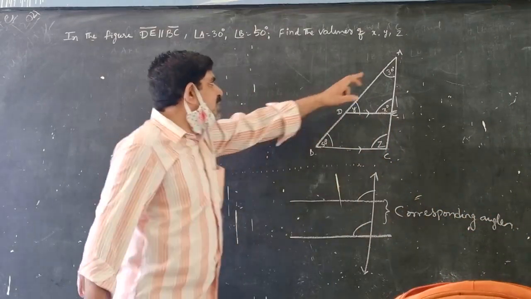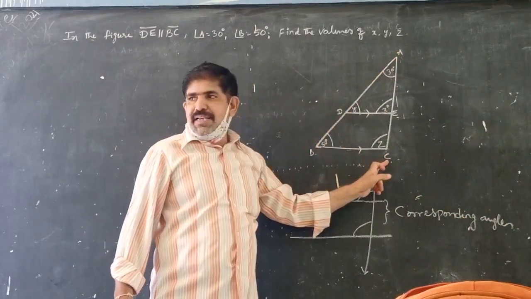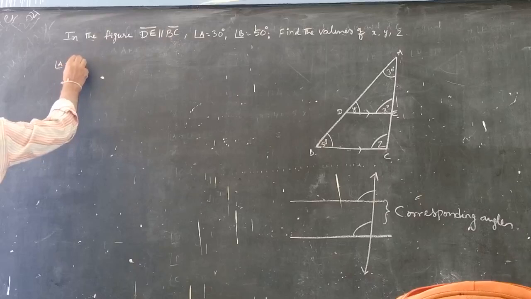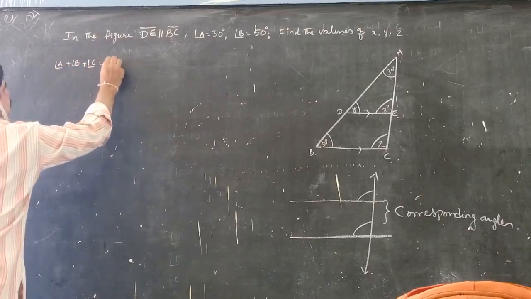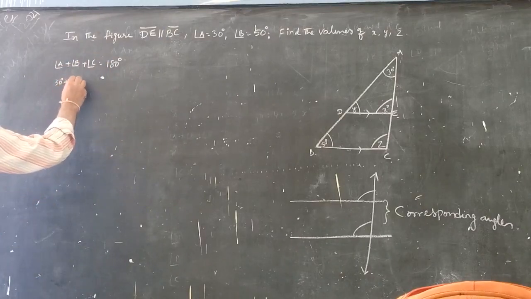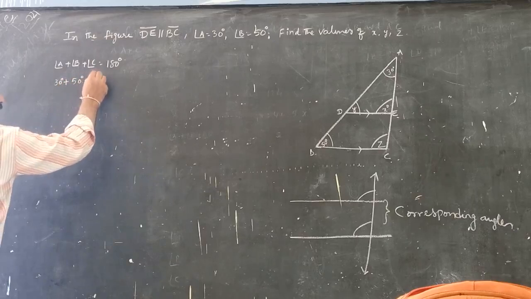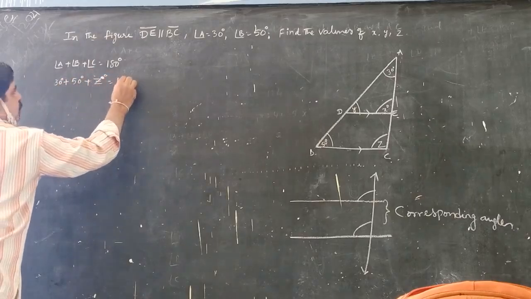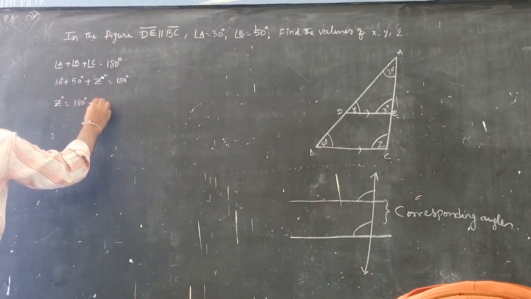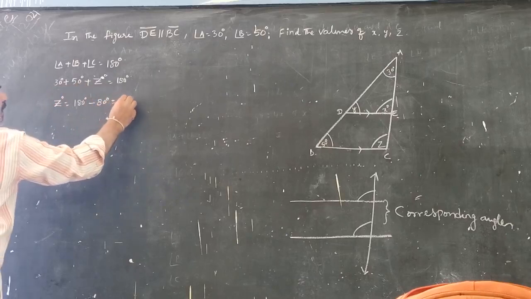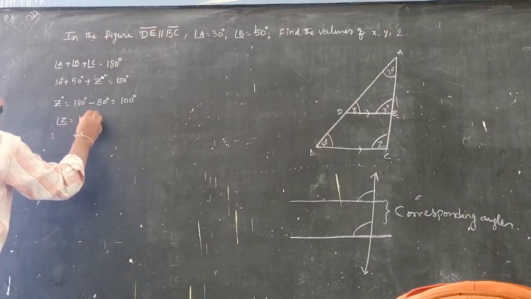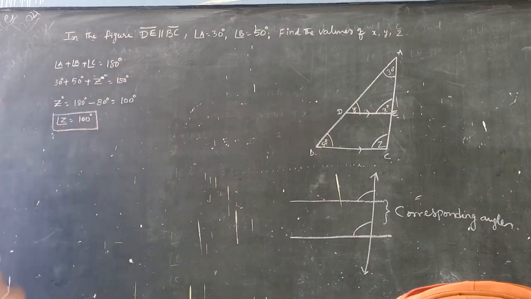And we know that angle A plus angle B plus angle C is equal to 180 degrees. So angle A is 30 degrees plus angle B is 50 degrees plus angle C, z degrees, is equal to 180 degrees. Z degrees is equal to 180 degrees minus 80 degrees is equal to 100 degrees. That means angle Z is equal to 100 degrees.